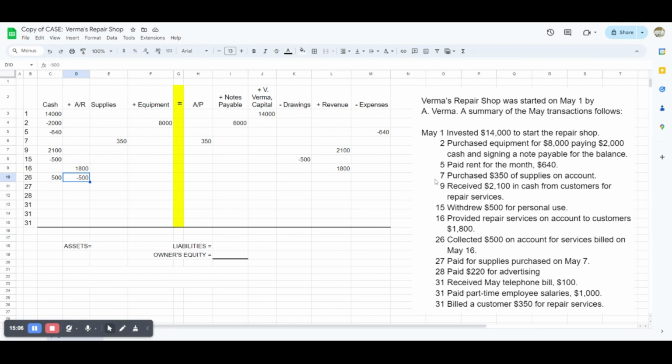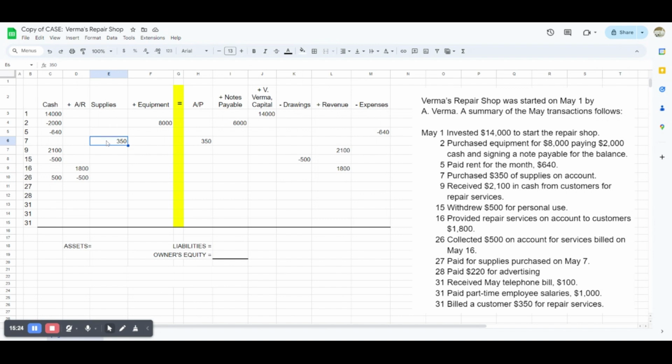Let's take a look at May 7th. Purchased $350 of supplies on account. In this case, you owed money because you didn't pay it right away. But now it says you paid for the supplies.